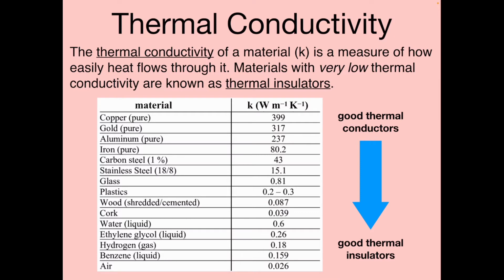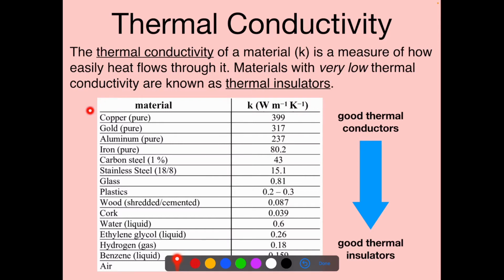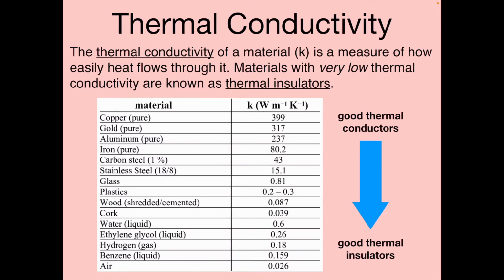So at the very top, we have things like copper, which has a thermal conductivity of 399 watts per meter per Kelvin, and things like gold and aluminum and iron. All of these metals that we see up here appear to be very good thermal conductors. And that should agree with your experience, because we make things like pots and pans out of metal. We want them to be good thermal conductors so they can cook our food.